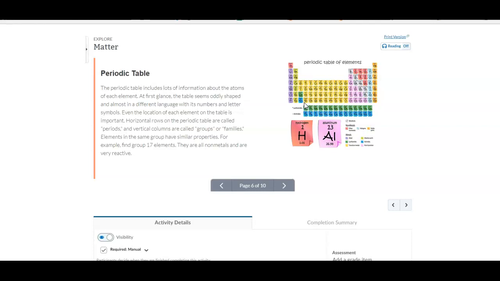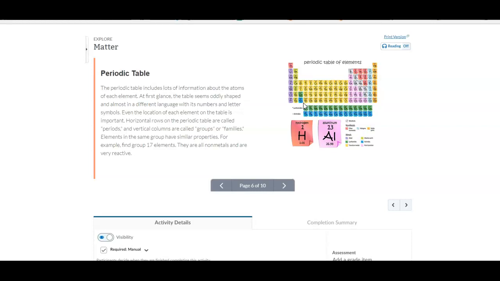So horizontal rows on the periodic table are called periods. That's something I would put in your notes. Horizontal rows, meaning they go left to right, like the horizon. Maybe draw yourself a picture, an arrow. Horizontal rows are called periods.